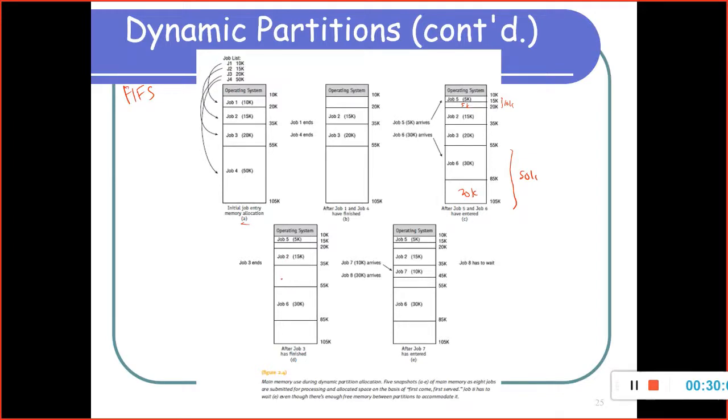So let's say job 3 ends. After job 3 finishes, it frees this partition. So job 7, 10K, arrives, and straight away goes to this partition. Job 7.